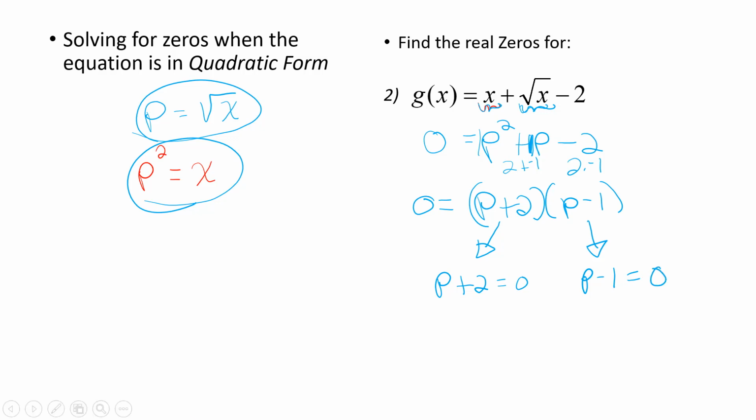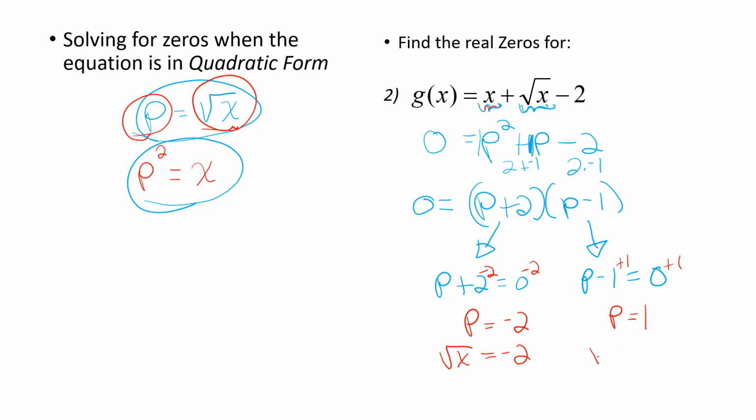To solve the first one, we are going to subtract 2 from both sides. So p equals negative 2. The second one we'll add 1 to both sides. So p equals 1. And now we have p's, but the problem had x's in it. So what you have to do at this time is substitute back in. Now remember, the p is square root of x, so we need to replace the p in each of these with square root of x.